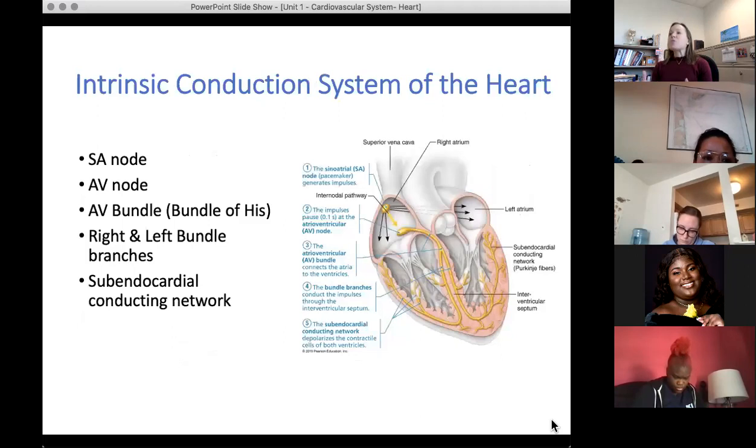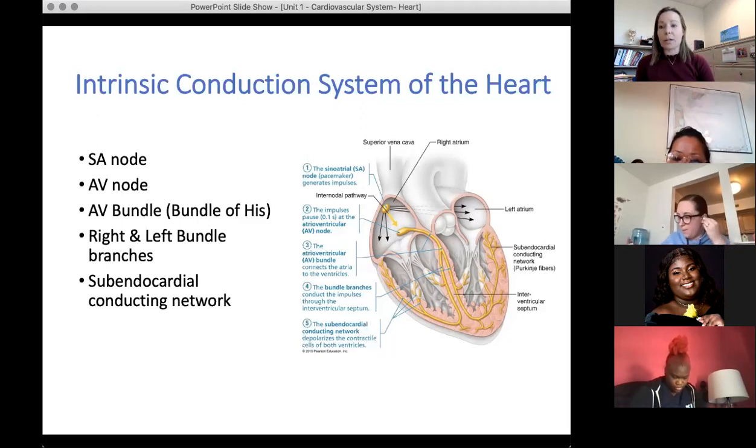includes special cells that can initiate an action potential and then help to send action potentials throughout the heart so that it can contract and beat as a coordinated unit. You don't have an irregular heartbeat of random contractions and relaxations. The name for these cells is autorhythmic fibers. These are cells that can spontaneously produce action potentials, and then they can conduct those action potentials through the heart.